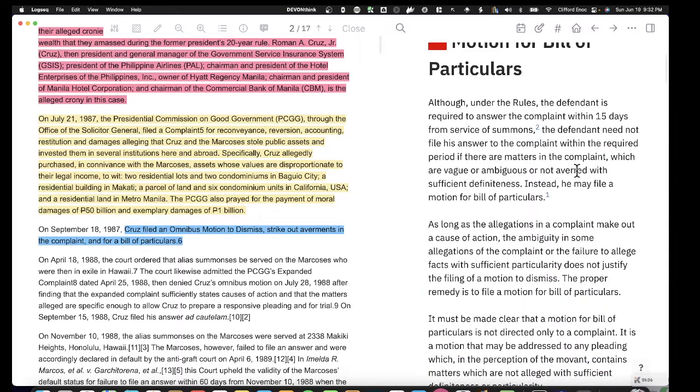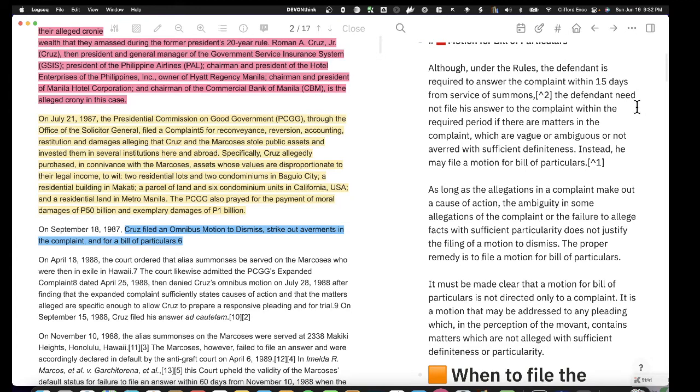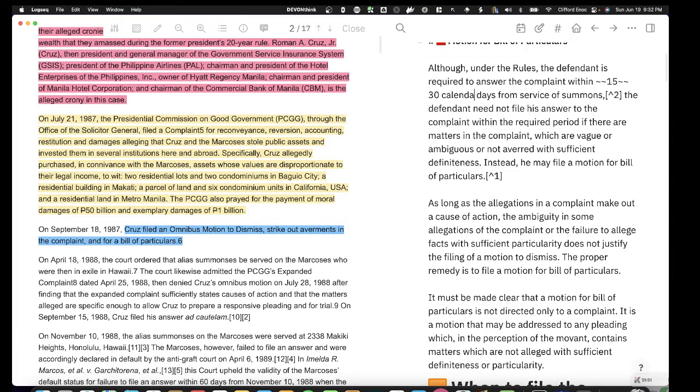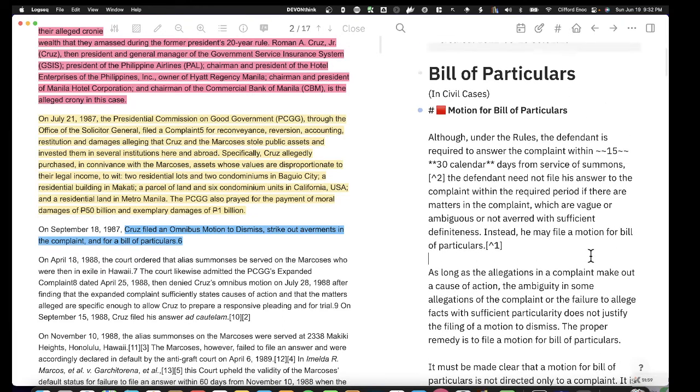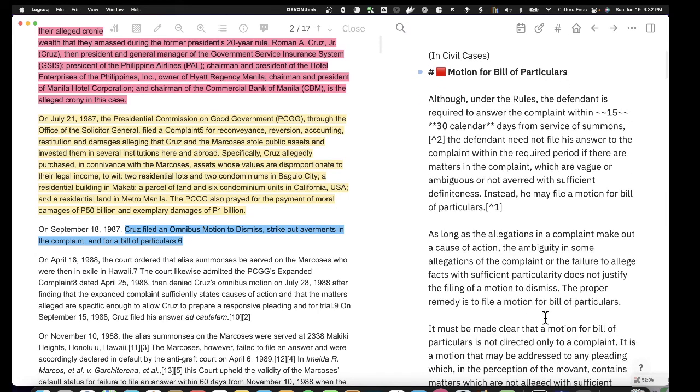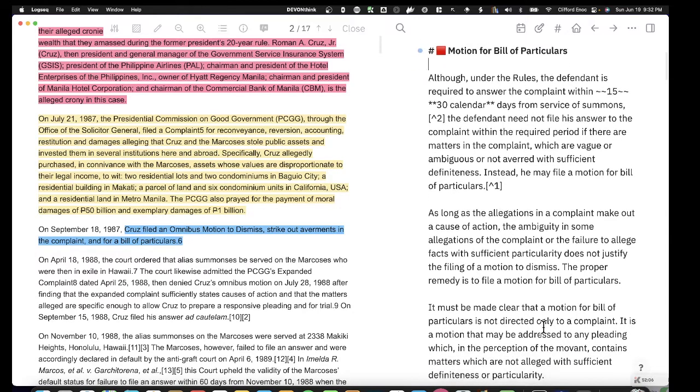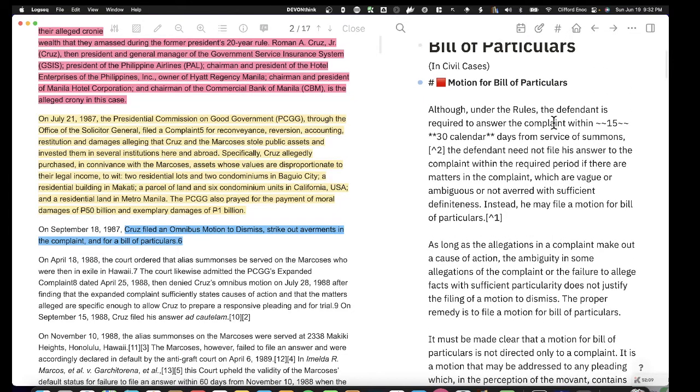Nakalagay dito 15. So, could also be within 30 days too. So, going to update real time notes. My notes: calendar days from service of summons. Okay, so I think okay na, balik tayo doon sa case.